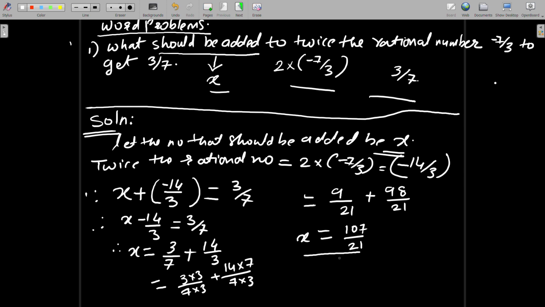So this number should be added to get the result of 3 by 7. We have to get the result of 3 by 7. Now let us see whether this number is giving that result. Just for the verification I am solving this, it is not something to solve, but to have more clarity on how we can say that the desired result we got is correct.